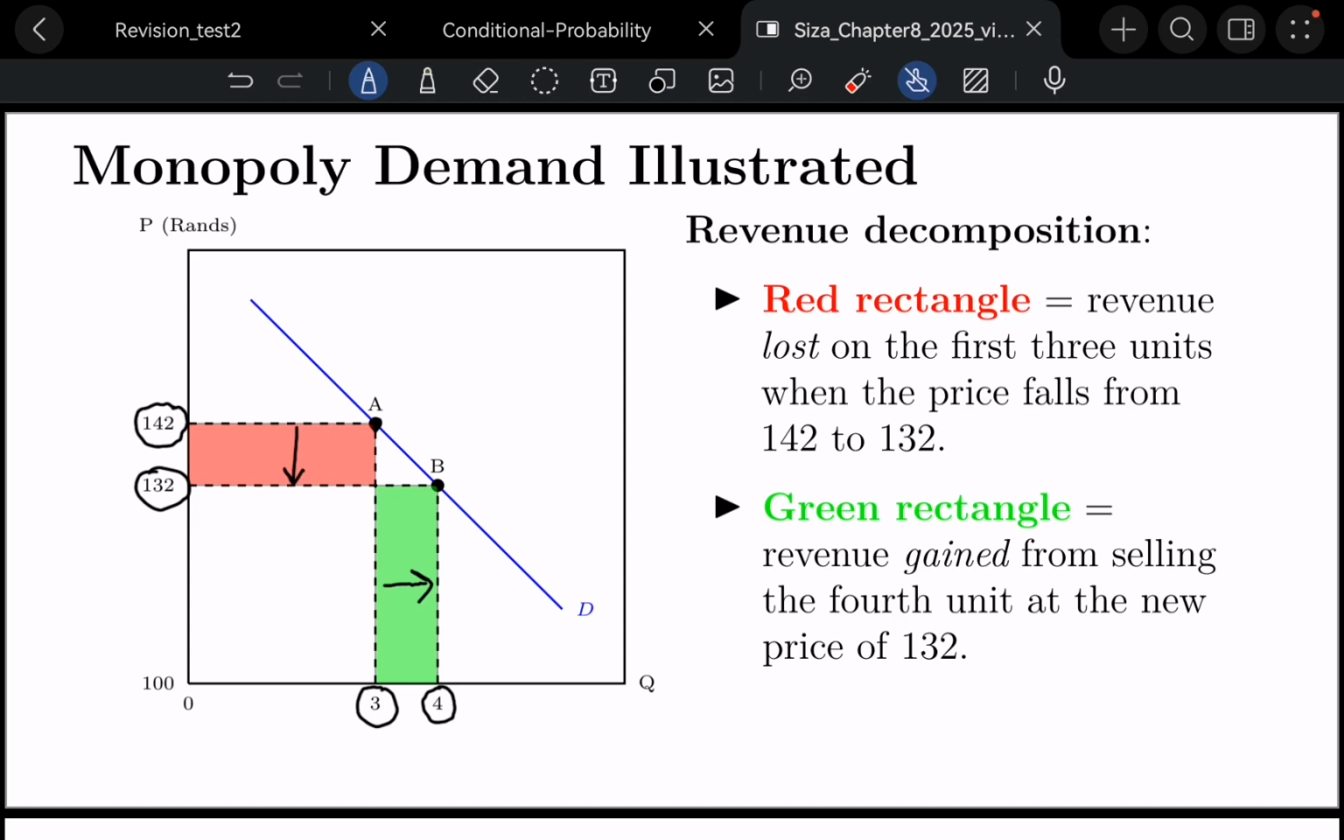So you can see that the price cannot be equal to the marginal revenue because the marginal revenue is decreased. The 132 that you gain is reduced by the 30 rand that you lose by reducing the price. So at all points, except for the first unit sold, you will have a marginal revenue that is less than the price. So the marginal revenue curve and the demand curve will not coincide.